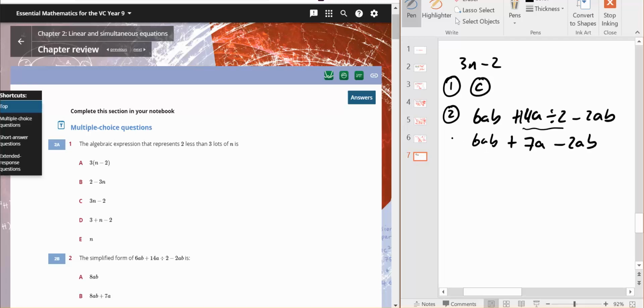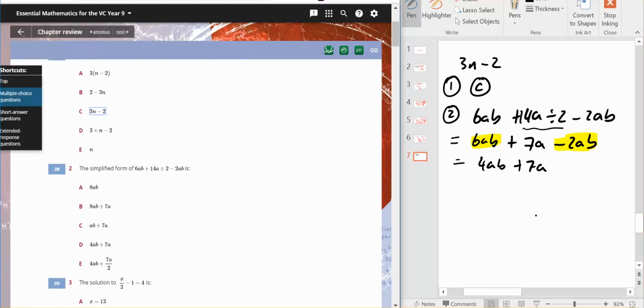Okay. Now I need to simplify the expression because we happen to have 2 like terms. Remember, like terms are terms with exactly the same letters. Okay. The numbers can be a bit different. That's okay, but that's why I can combine them. But the letters have to be exactly the same. So ab is exactly the same as the -2ab and 6ab. So 6 minus 2 is 4 lots of ab plus 7a. That's my final answer. So let's check if that option is available. 4ab plus 7a. Okay, so the answer is D for question 2.